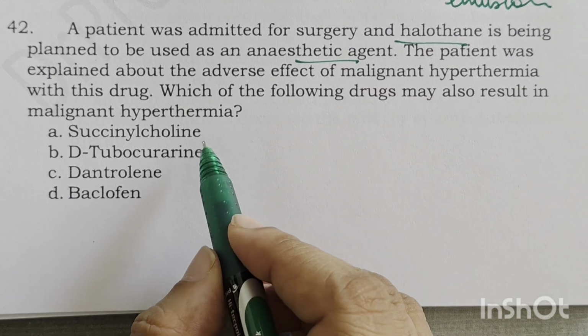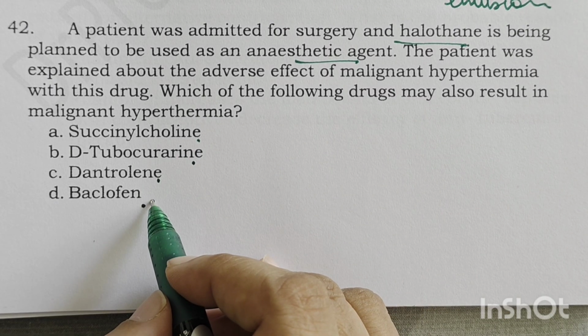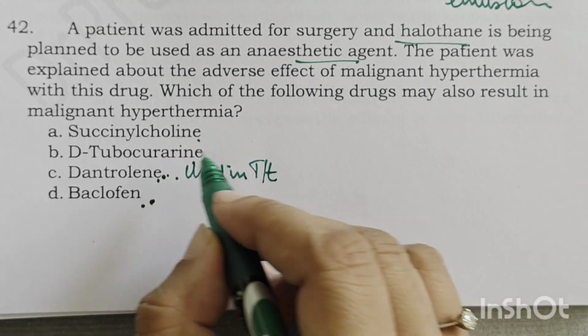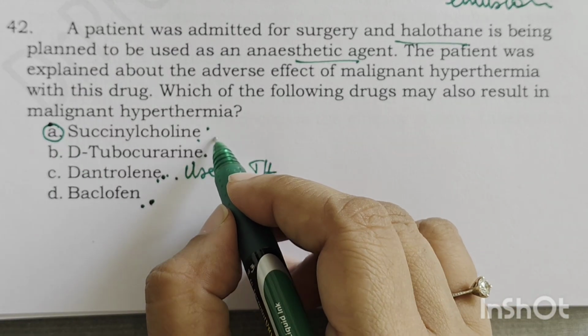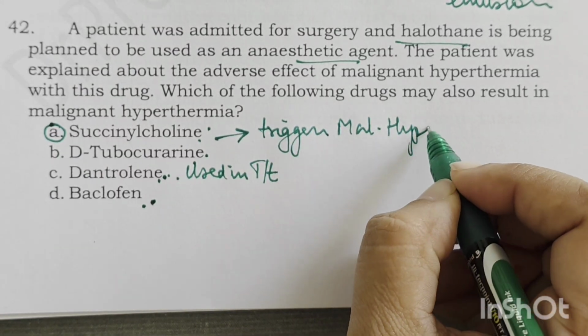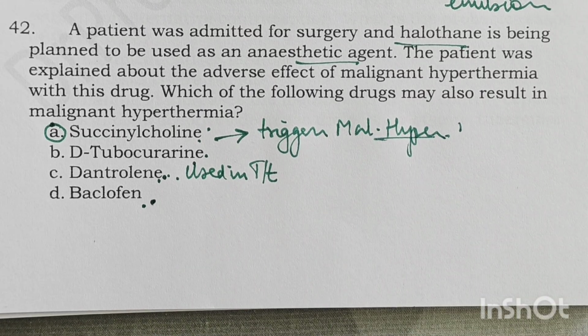Now, which drug together with halothane? Succinylcholine, D-tubocurarine, dantrolene, baclofen. Baclofen is a central relaxant. Dantrolene is actually used in the treatment, right? So between D-tubocurarine and succinylcholine, succinylcholine is the one. It is triggered. Succinylcholine triggers malignant hyperthermia, right? So, halothane and succinylcholine, they are the ones which cause malignant hyperthermia.